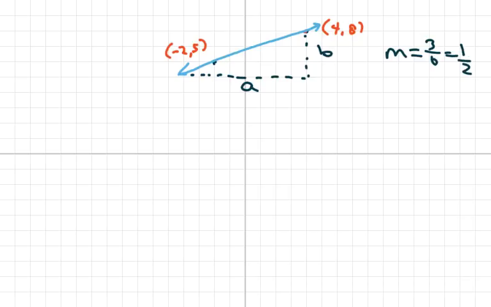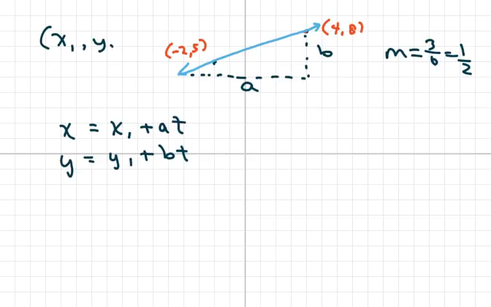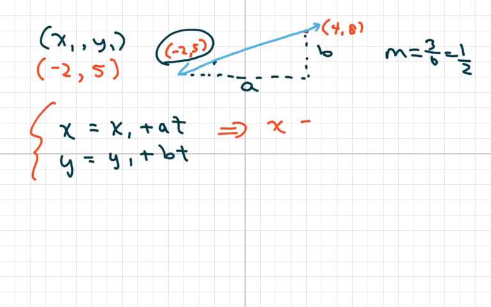So basically, let's write the parametric equations. We remember it was x equals x sub 1 plus at, and y equals y sub 1 plus bt. Also remember I let my x sub 1 and y sub 1 be this point. It doesn't matter which one, but I'm going to let it be (-2, 5). So I'm just going to plug it in. We get x equals -2 plus my a, which is 2, so 2t, and then y is going to be 5 plus 1t, or just t.